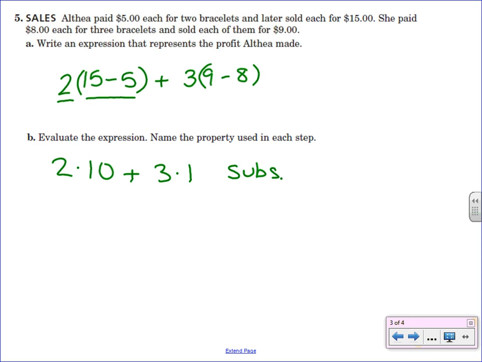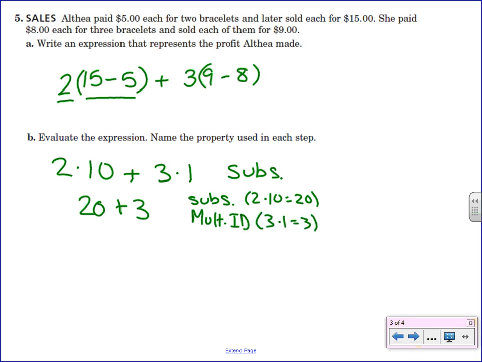And then 2 times 10 is 20, and 3 times 1 is 3. The 2 times 10 is a substitution property. And then 3 times 1 is the multiplicative identity. Anything times 1 is itself. And then the last one, 20 plus 3 is 23. And that's a substitution property.